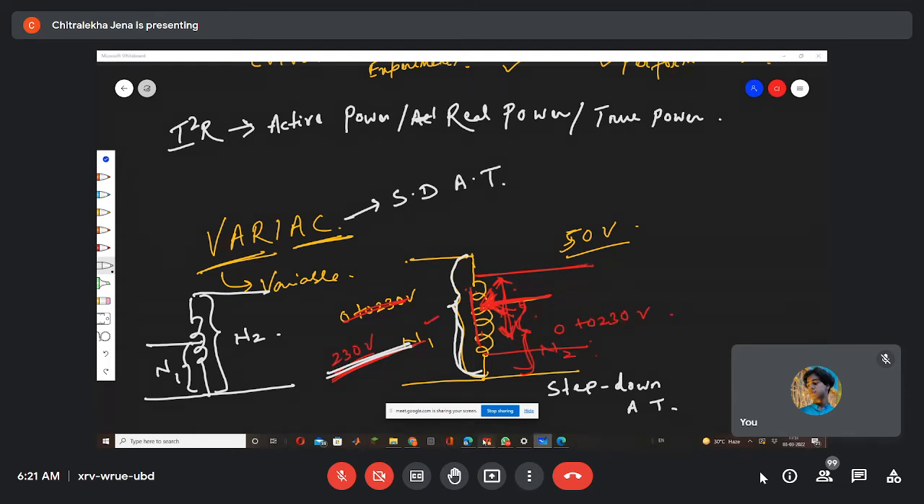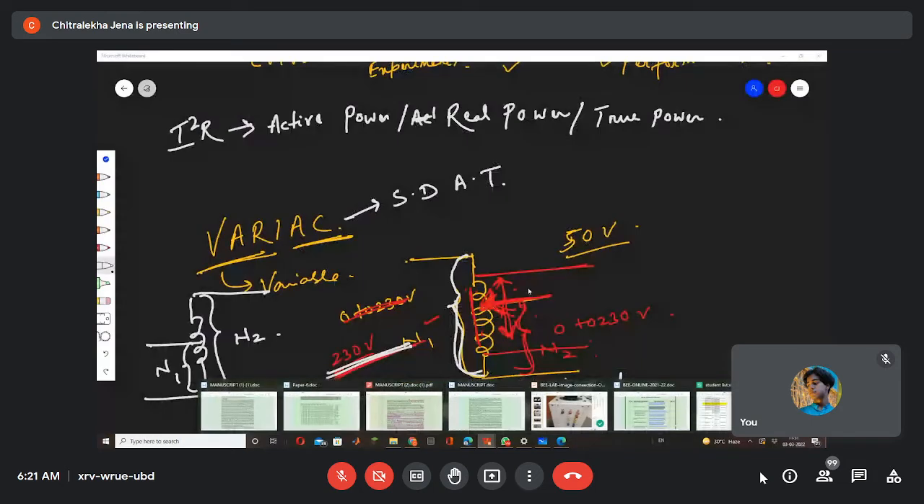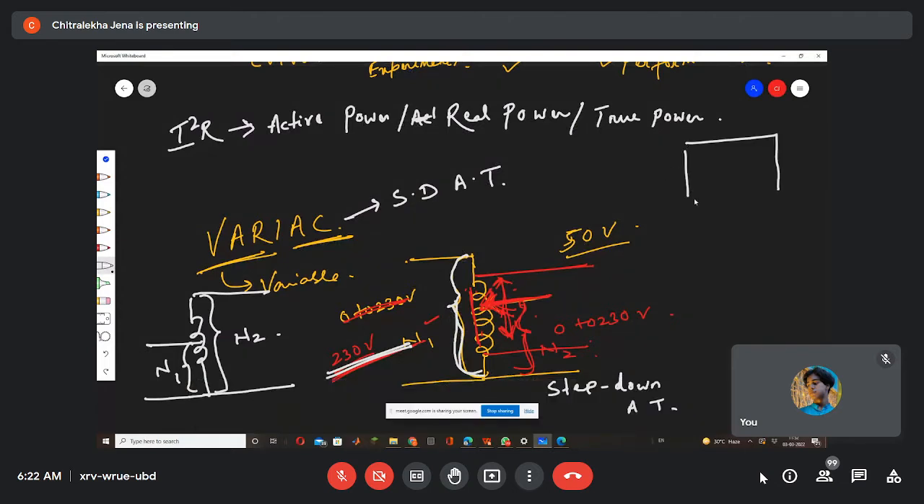Yes. And why is auto used before transformer? Auto means this is a single winding transformer. In a two winding transformer, everywhere you see the transformers near your house, they are two winding transformers. They are not auto transformers. An auto transformer means only a single winding is there. One winding is there, so that's why it is called an auto transformer.